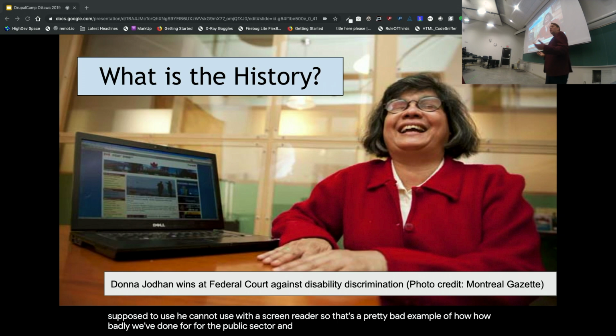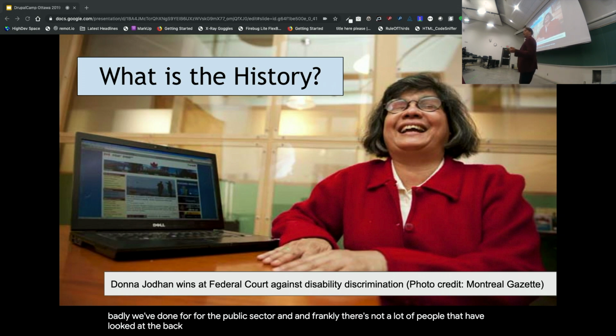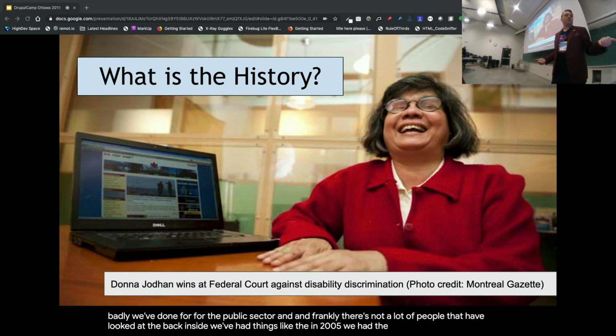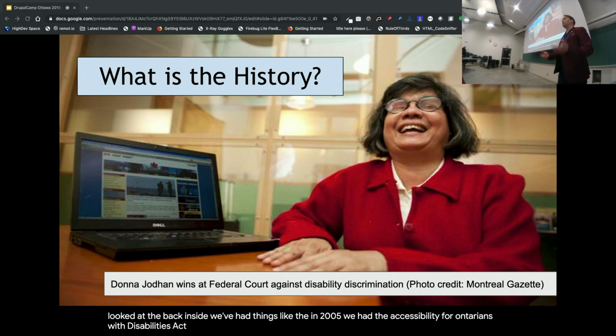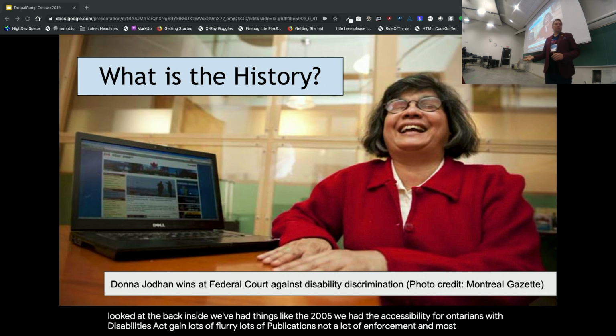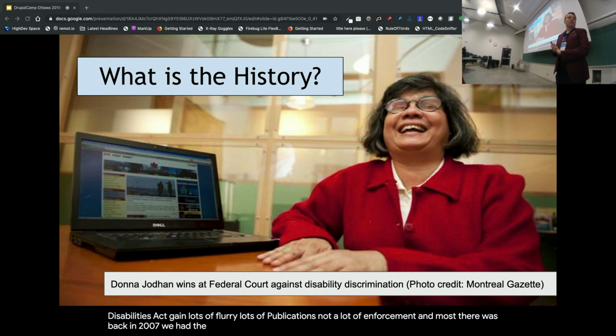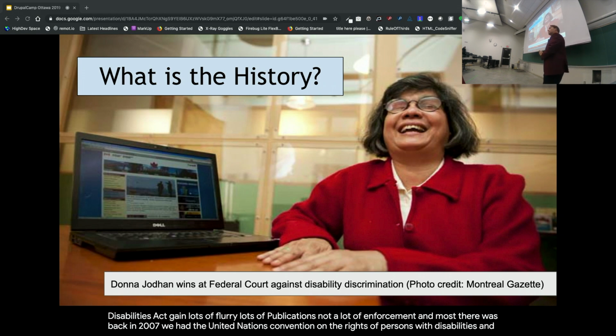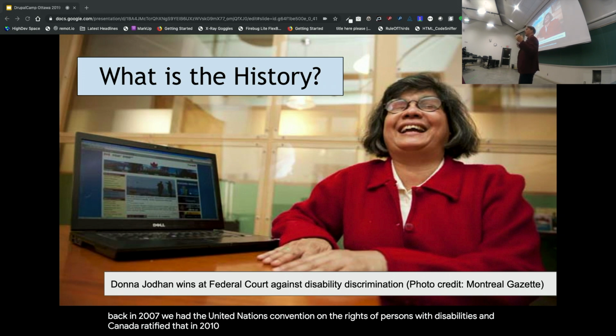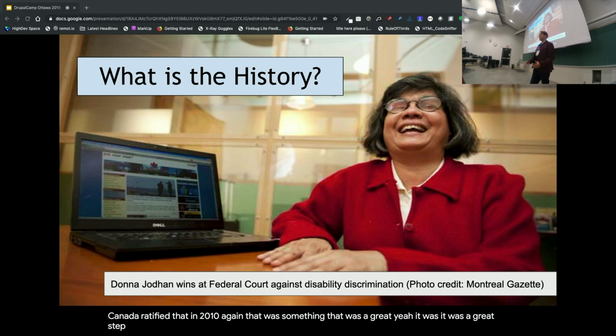And frankly, there's not a lot of people that have looked at the back end side. We've had things like in 2005, the Accessibility for Ontarians with Disabilities Act. Again, lots of flurry, lots of publications, not a lot of enforcement, and most of it was public-facing stuff, not talking about the back end. Back in 2007, we had the United Nations Convention on the Rights of Persons with Disabilities, and Canada ratified that in 2010. Again, that was a great step forward to have this international convention ratified and be part of that. But how does it boil down to what we do today, and how do we support people with disabilities today?